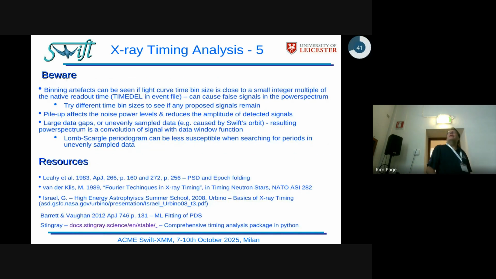You should be aware of a number of things though. If you choose a time bin size which is just a small fraction larger than the native time bin size, so say it's like 5.1 times the native time bin size, you can create a beating artifact between the native time bin and the actual binning you've chosen. You can introduce fake signals into your light curve here. So that's why I chose a binning of 10 times the native timing size, because you almost certainly don't see that effect there.